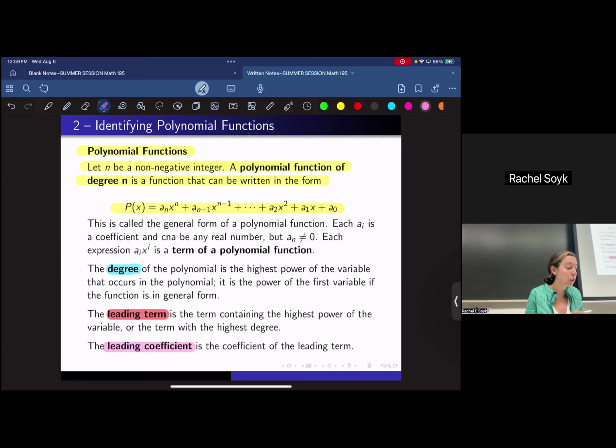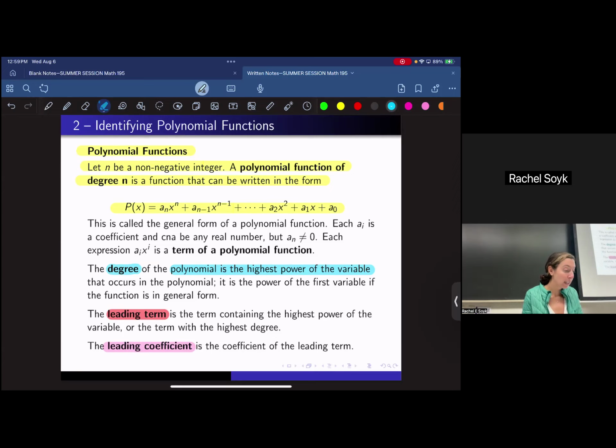And so to determine the degree of a polynomial, you always want to look at its highest power. So the highest exponent, if it's 5, then we have a 5th degree polynomial. If it's 3, then we have a 3rd degree polynomial, also known as a cubic function. If we have 2, then we have a quadratic function.